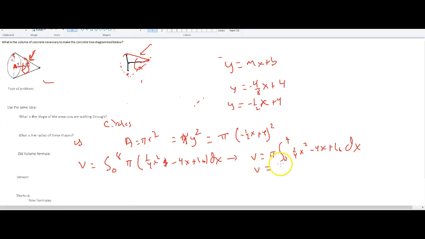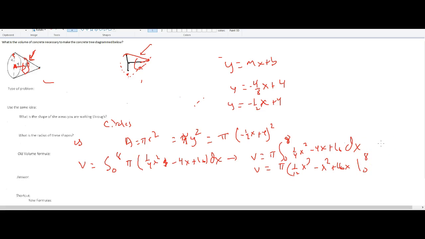Integration time, V equals pi. This becomes, raises the power by 1, divided by the power, I get 1/12 x to the third minus, this should have been 0 to 8. I don't know what happened there along the way. Got it. Okay. Minus x squared plus 16x from 0 to 8.